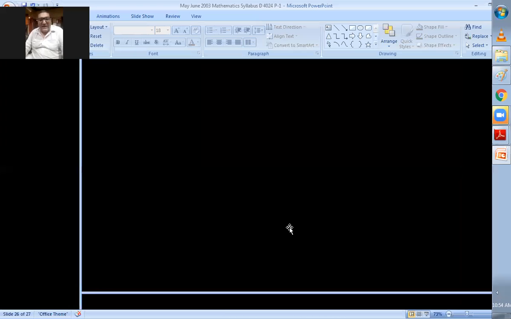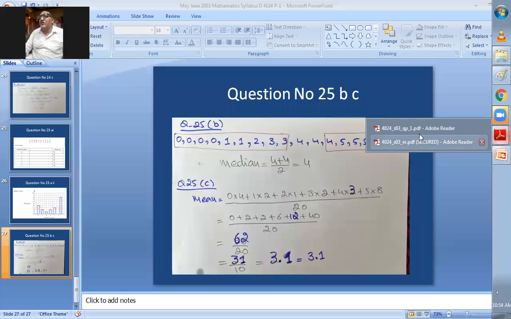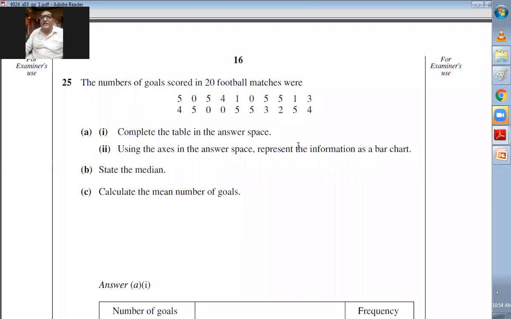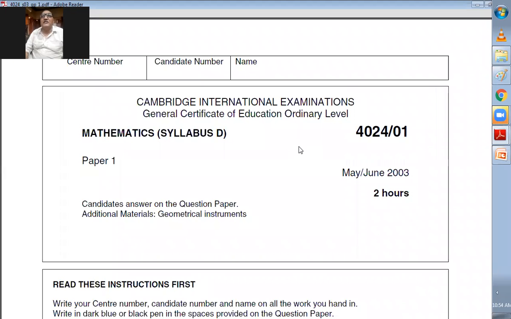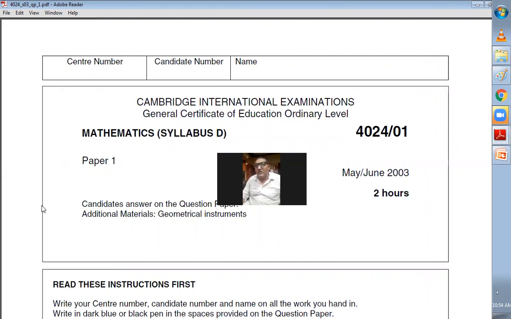And by this question, we are at the end of this paper. So my dear students, today we have done paper 1. This paper 1 is the May-June 2003 paper 1. The subject we are studying is Mathematics Syllabus D4024.